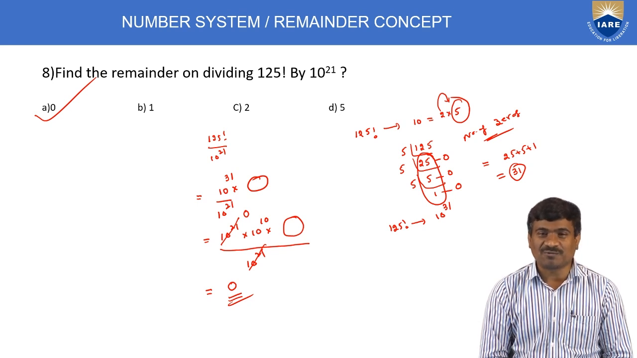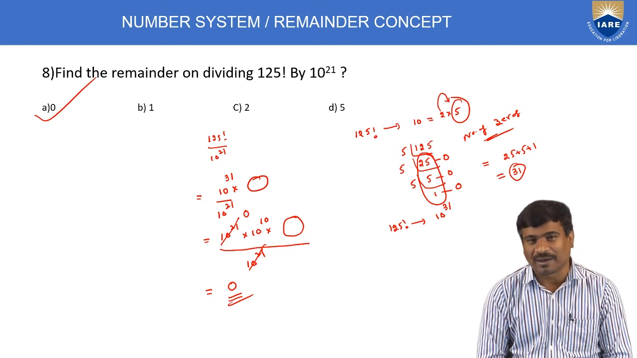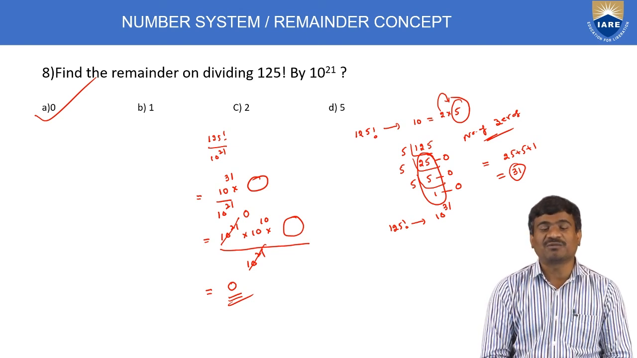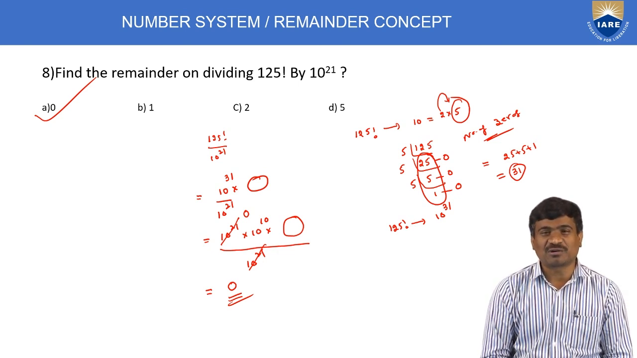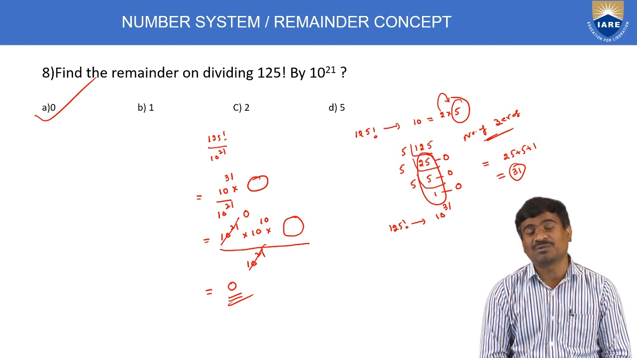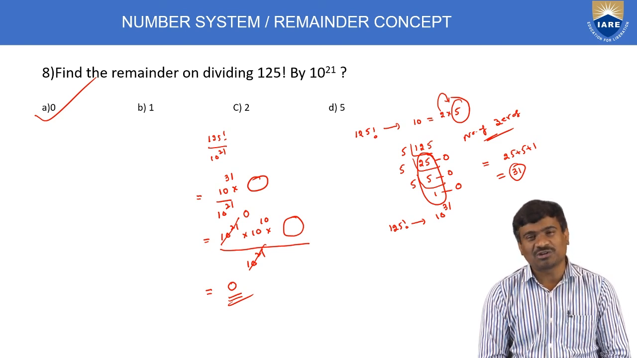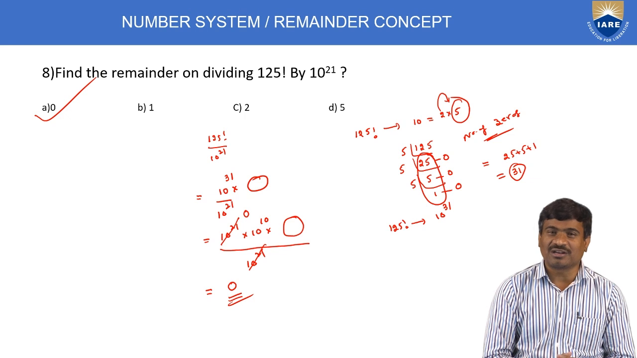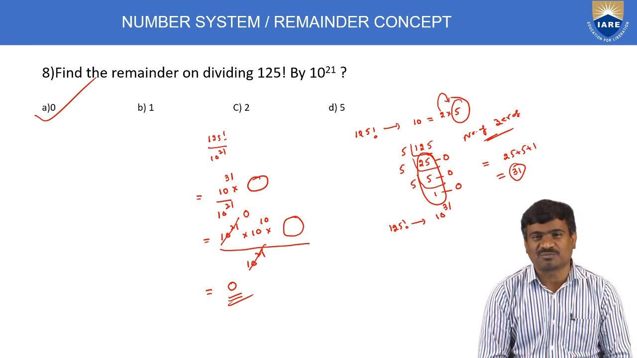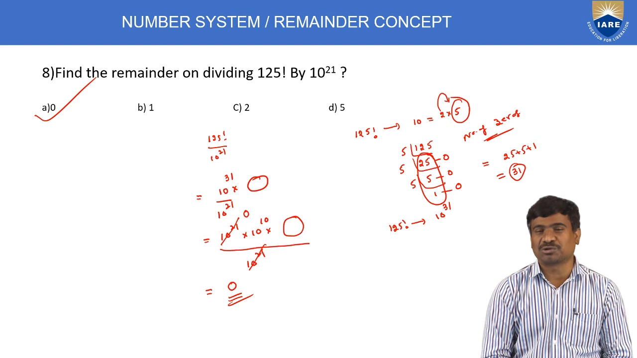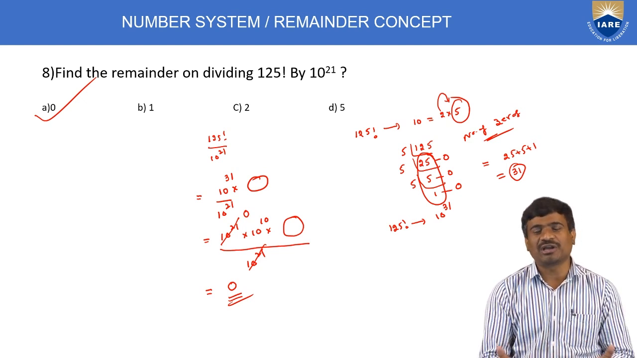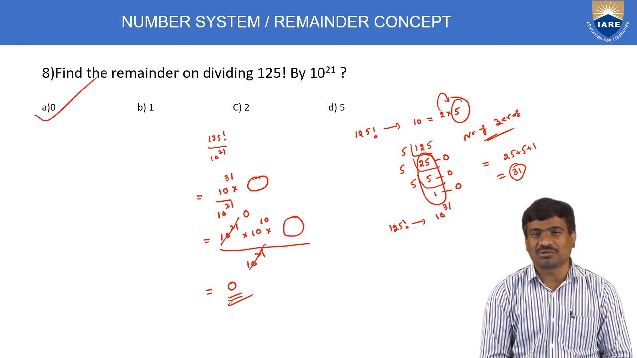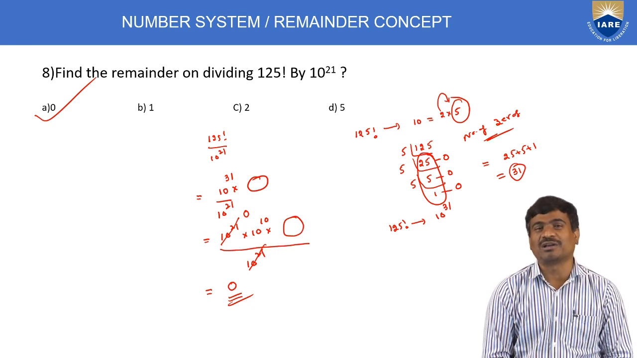125 factorial is equal to 10 to the power of 31 into some number. 10 to the power of 31 is also written as 10 to the power of 10 into 10 to the power of 21 into some number. The denominator is 10 to the power of 21. 10 to the power of 21 divided by 10 to the power of 21 is exactly divisible. There is no remainder. Remainder 0. Here next, apply the operator multiplication: 0 into some number is 0. Therefore the remainder is 0. Therefore the answer is option A, the only correct one.